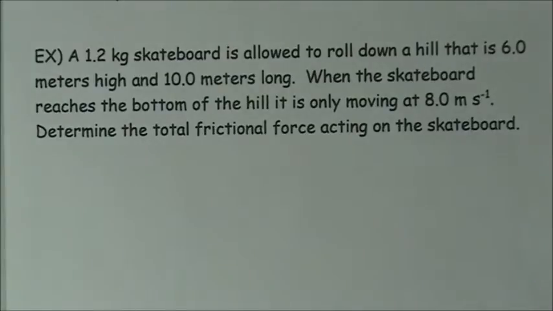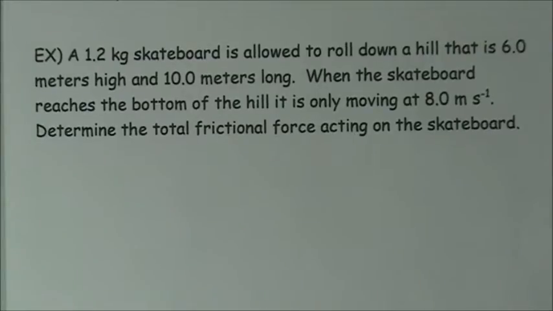So in this example problem, we'll have a skateboard with no person on it. The skateboard is going to be allowed to roll down a hill that is 6 meters high and 10 meters long. And when the skateboard reaches the bottom, it is found that it is only moving at 8 meters per second. And so you'll see that when we calculate without friction, the skateboard should be traveling faster, but it's only traveling at 8 meters per second, and so therefore some energy must have been lost, and that energy must be accounted for in terms of friction.